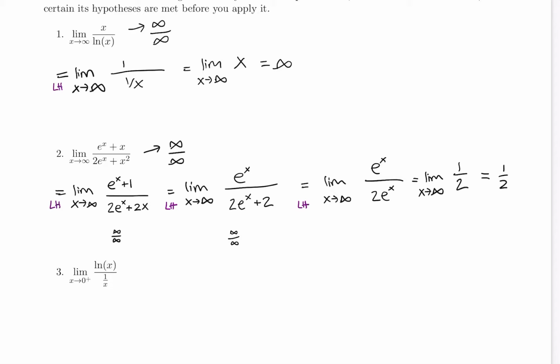Now, an alternative, once we get to this point here, would be to divide the numerator and the denominator by e to the x. If we did that instead, we'd get 1 in the numerator, and we'd get 2 plus 2 over e to the x in the denominator. And then as x goes to infinity, this term, 2 over e to the x, will go to 0. And so again, from here, we could see that the answer when we take the limit will be 1/2. We'll get the same answer either way.